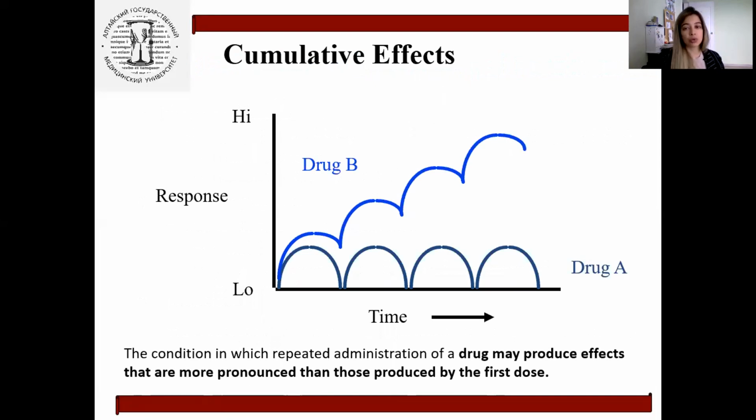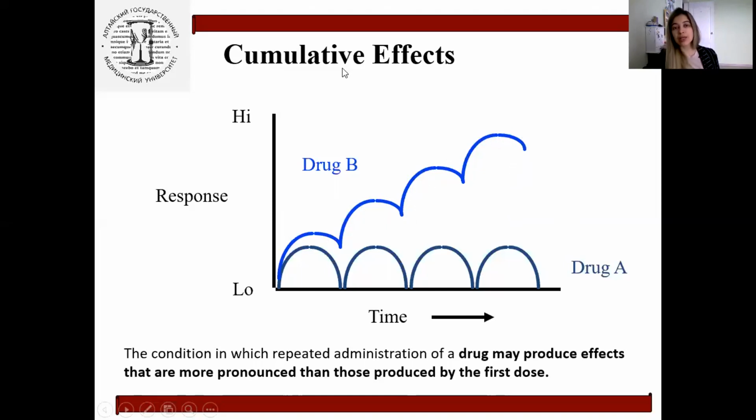Also, we can have some cumulative effect of the drug. When you administer the same drug in a normal situation, what happens? Low effect to high effect. When you give the same dose, firstly it affects well, but after some time it decreases. Then you give again the same dose, again the same effect. But some drugs may produce effects that are more pronounced than those produced by the first dose. You see, firstly you have one effect, but on the second day you have already more effect, and more and more and more. Why does that happen?